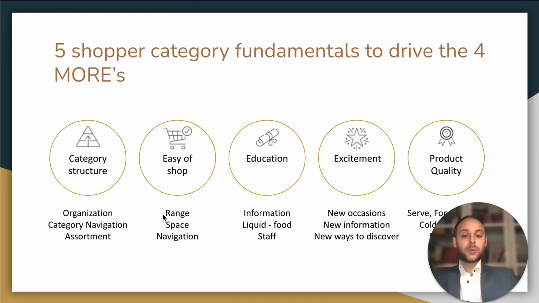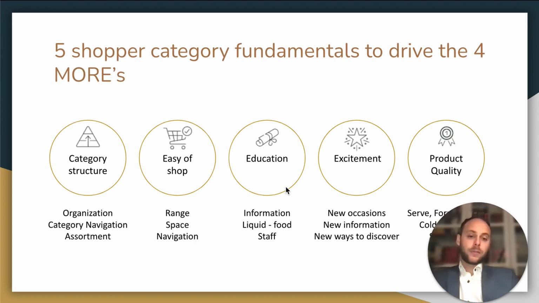Then we have the ease of shop. This one is really about the range that you have, the space that you have, and also the navigation. This one is about how you can increase the browsing and conversion within the category. For instance, if it's very easy to shop, you can have shoppers standing there for a longer time and understanding what kinds of products and brands exist within this category. Common POSM here are shelf fins, for instance, or shelf talkers or wobblers that can really grab the attention of the shoppers. Something like shelf frames or shelf strips as well.